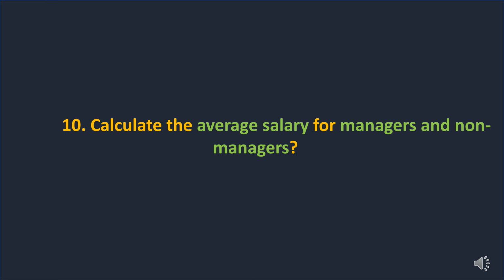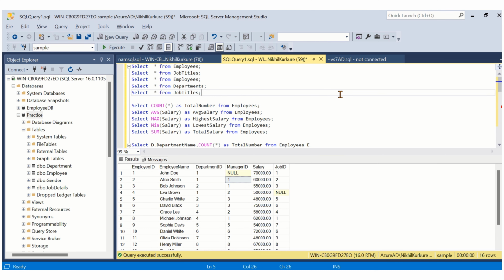Okay, the next question: calculate the average salary for manager and non-manager. Okay, so this is also a tricky interview question. So I will show you how to calculate the average salary for manager and non-manager. Okay, so guys, here in the employee table, let me walk you through again. So this is the employee name, and here, if you can see, we also have a manager ID. So it means John Doe's manager is null. There is no one who is the manager of John Doe. So he is like a parent.